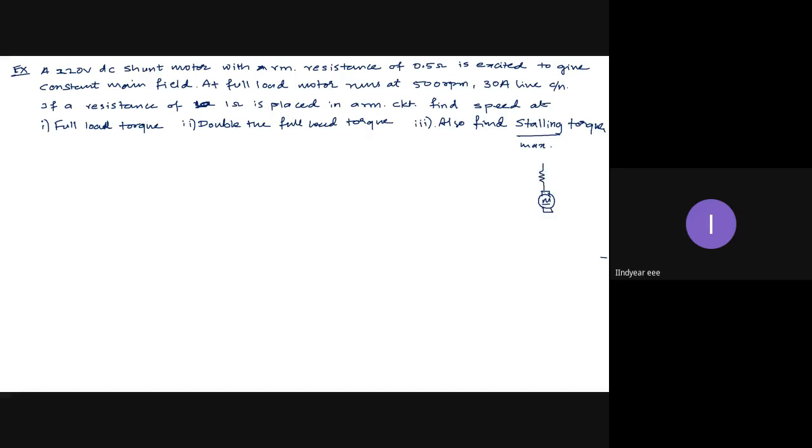And there is an external resistance added. RC is equal to 1 ohm. Now in this case, the resistance that is added externally is given and speed has to be calculated. In the previous example, the speed was given, resistance was to be calculated. And my constant field is given. So there is no field rheostat in the field circuit. So the motor is giving a constant flux. So 220 volts.